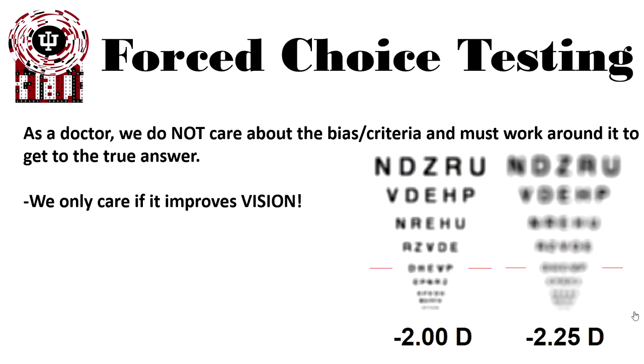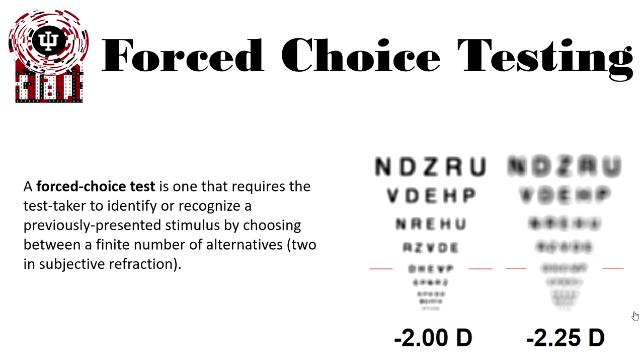As a doctor, we do not care about the bias or criteria and must work around it to get the right answer. All we really care about as eye doctors is if it improves vision. Now here's an example where we have a -2 lens and a -2 1/4 lens. The -2 diopter lens clearly has clearer vision than the -2 1/4 lens.